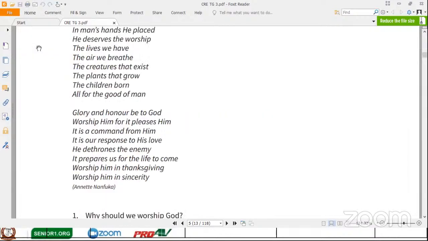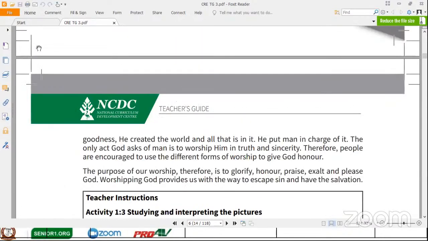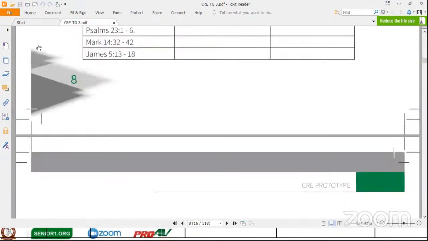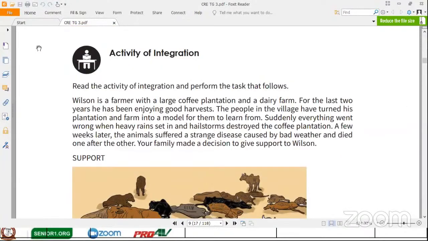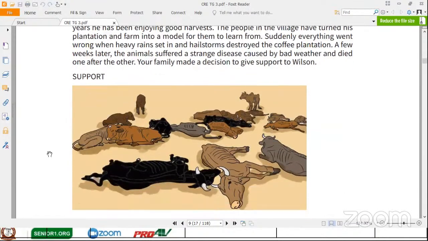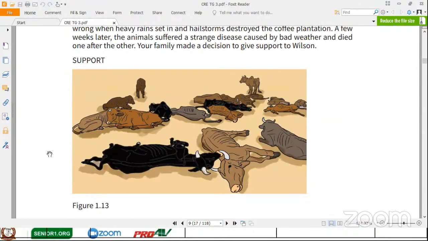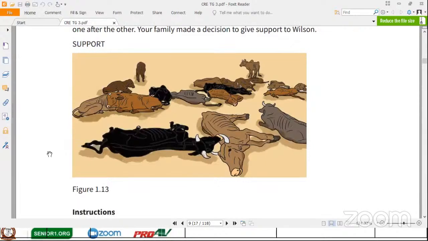So this chapter of worship was teaching learners about worship, how people should remember God when they get into problems. And at the end of the chapter, there is this activity of integration, which we also looked at a bit. It was talking about Wilson, a farmer with a coffee plantation and dairy farm, and he has been having good harvests, but suddenly some things went wrong. Heavy rains came, and his animals were killed, and that is the support material.